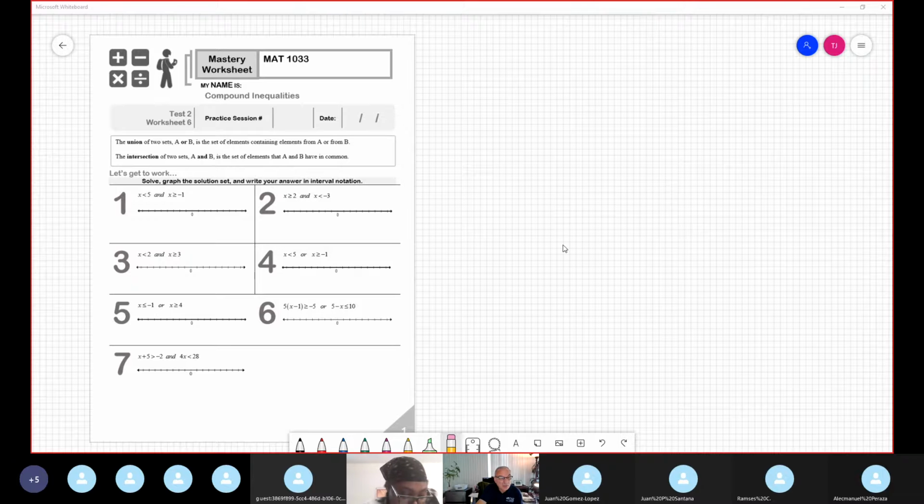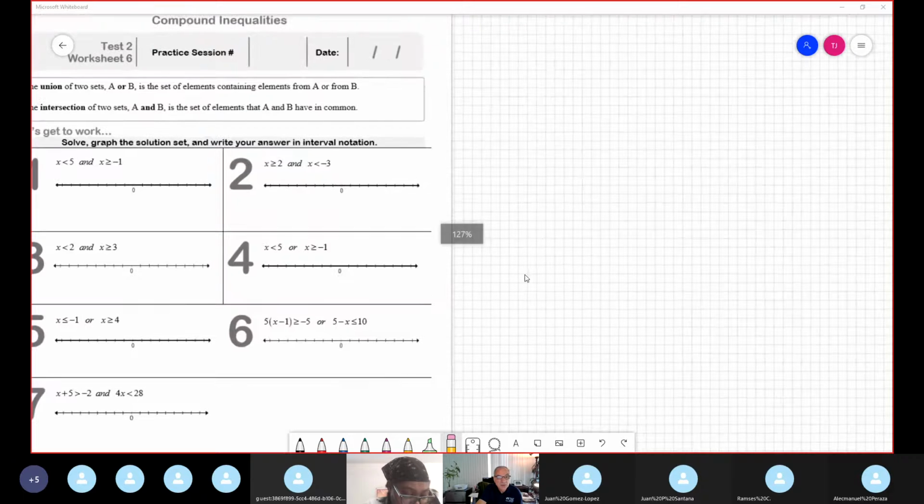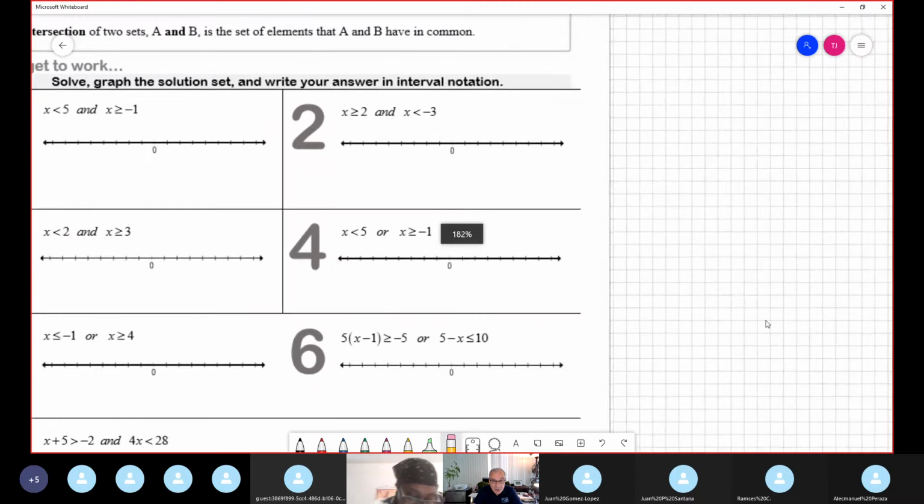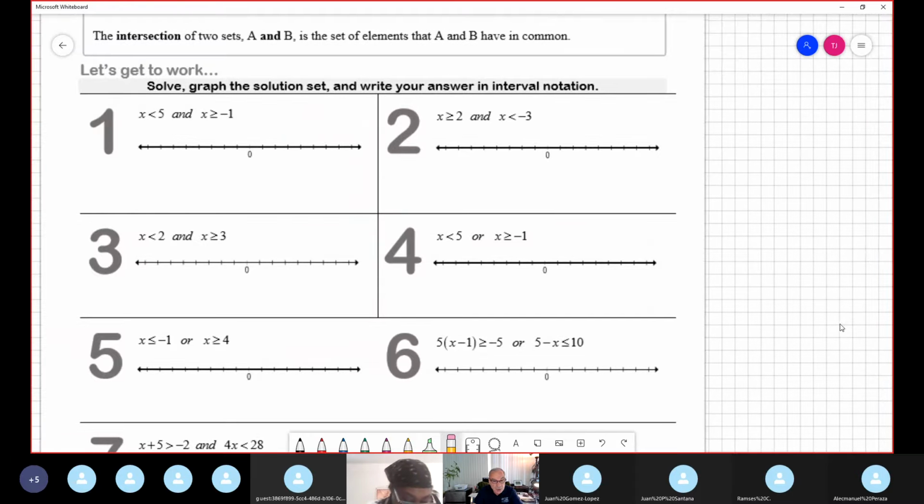Okay, this is compound. Why is it compound? Because there are two inequalities separated by a conjunction, maybe and, maybe or. You need to remember that and is intersection, and or is union. What does intersection mean? Common elements. What does union mean? Put together without repetition.